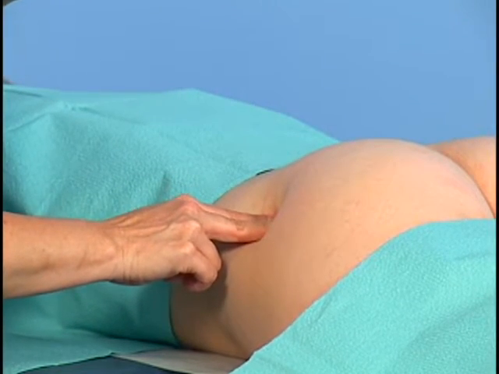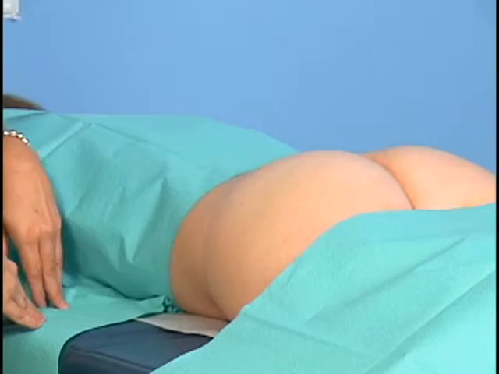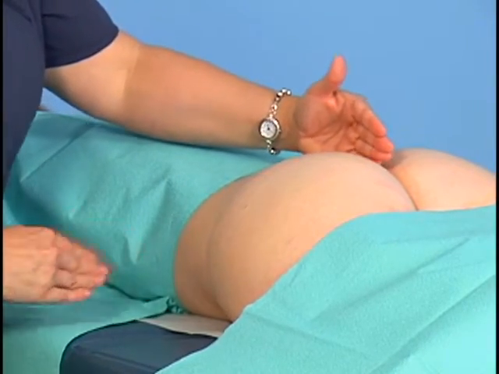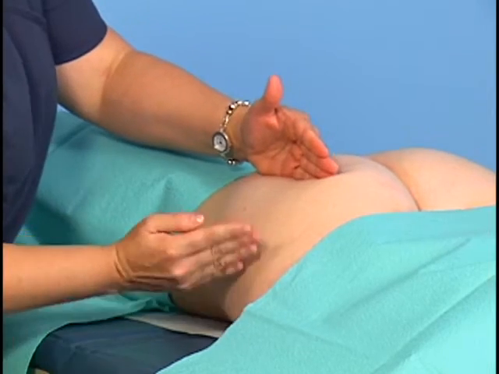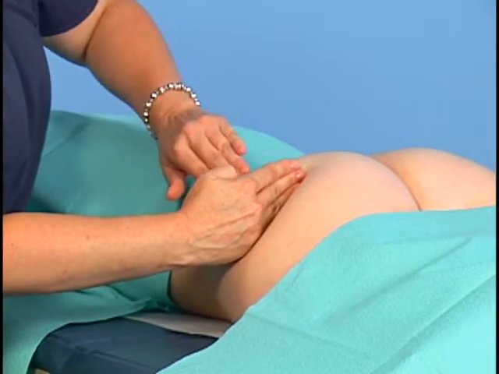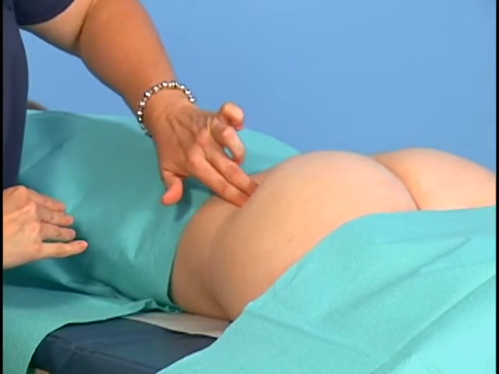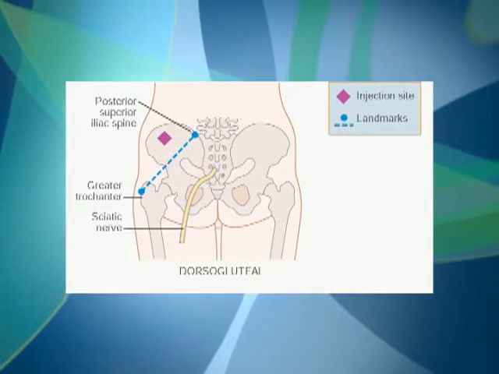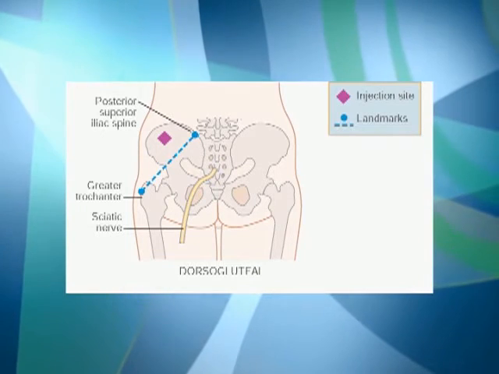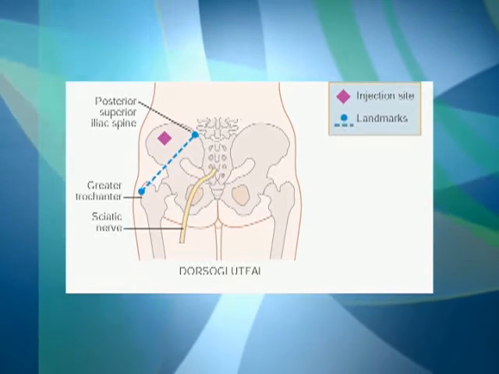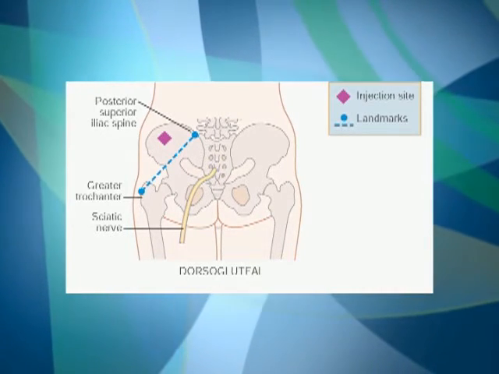The dorsogluteal site can also be located by dividing the buttock into quadrants. The site is located in the upper outer quadrant approximately 2 to 3 inches below the iliac crest. The medical assistant must be extremely careful to maintain the proper boundary lines to avoid injection into the sciatic nerve or the superior gluteal artery.